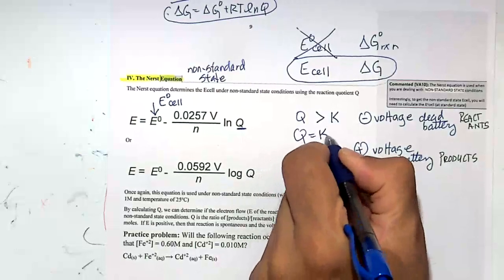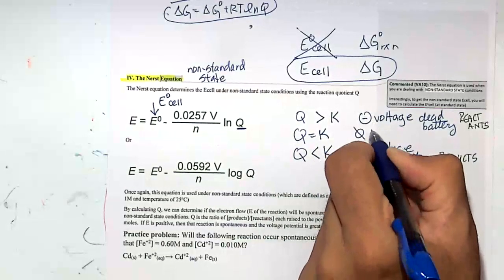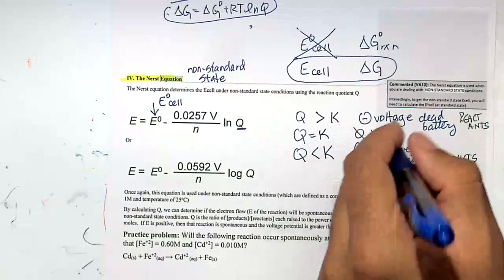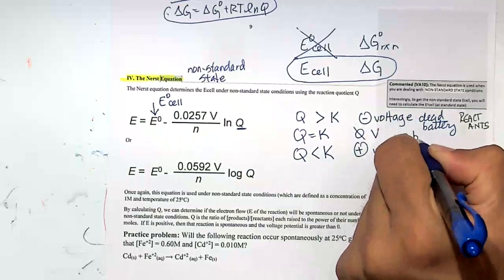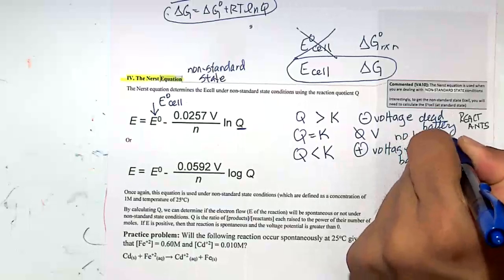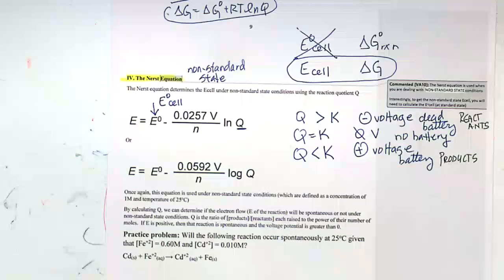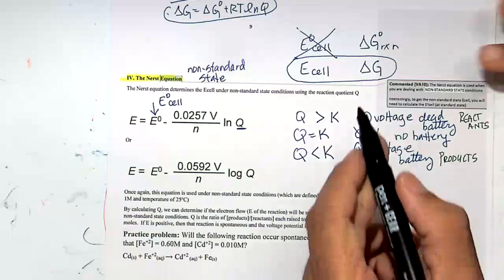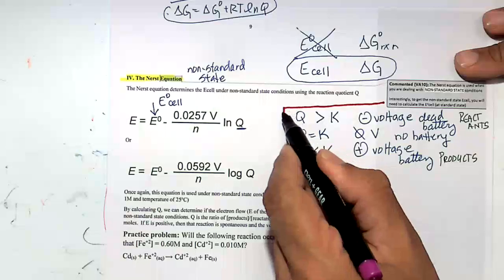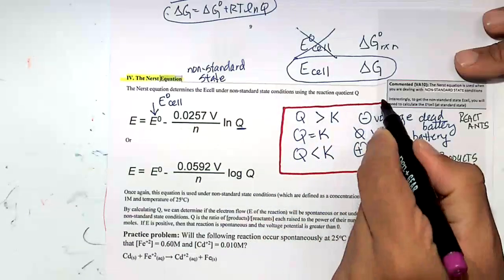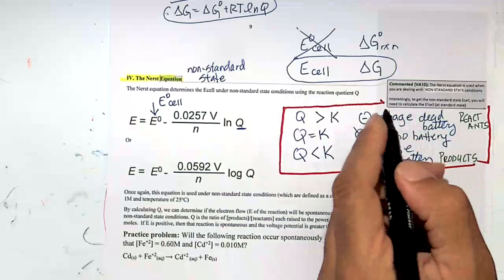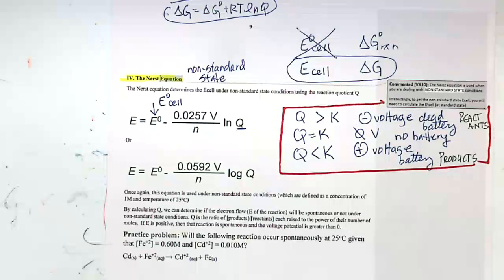Okay, and finally, if Q is equal to K, you have 0 voltage. You don't have a battery. So that is where we compare Q to K. We can use the Gator rule, and always in the Gator rule, where does Q go? On the left. Put Q first, in other words.